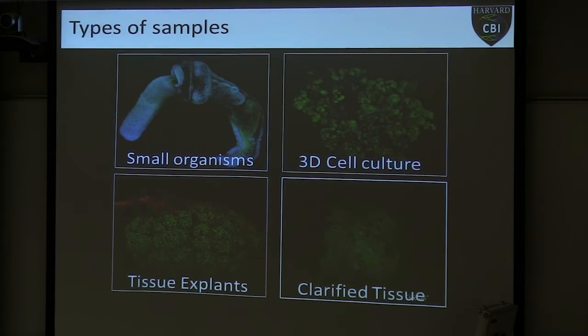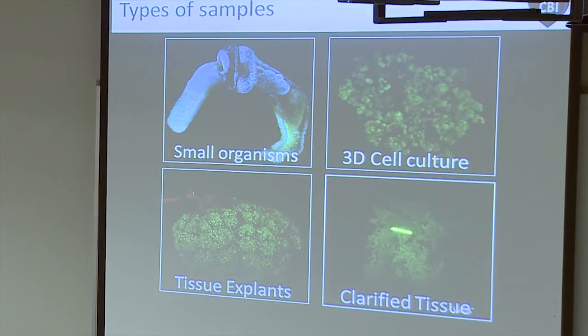So what kind of samples can we actually look at in one of these microscopes? I'm just going to take you through a few of the examples of what we've been doing with ours. I think we've tried to cover most of the possibilities, but I'll talk to you a little bit about small organisms and developmental biology. Then we'll talk about 3D cell culture and organoids or spheroids, some tissue explants, and some clarified tissue.